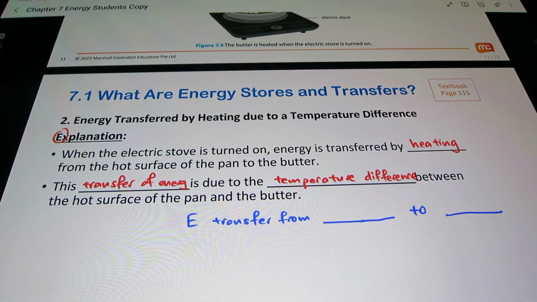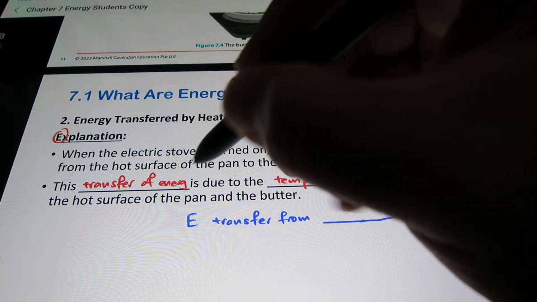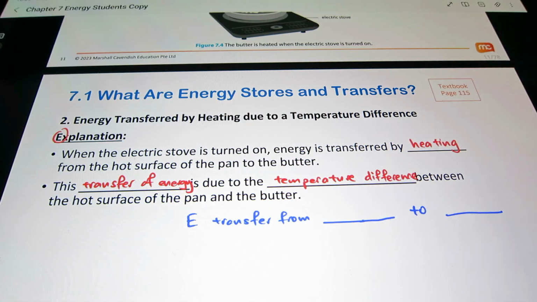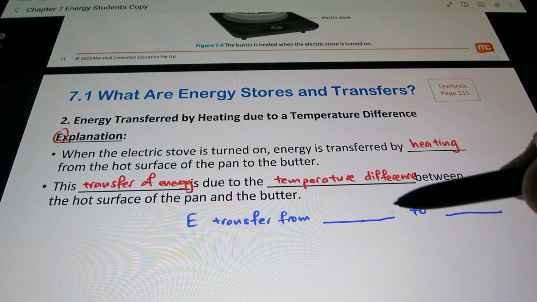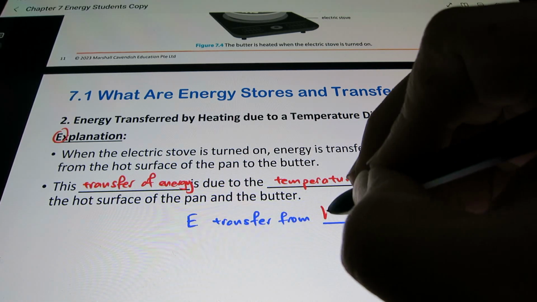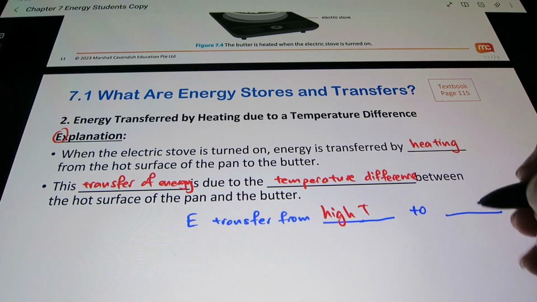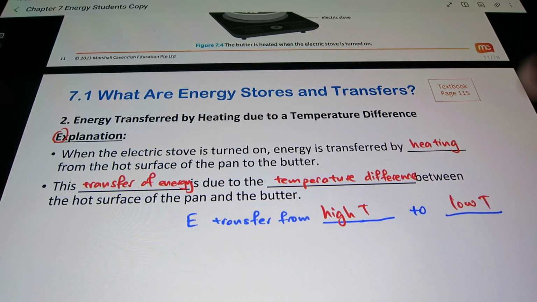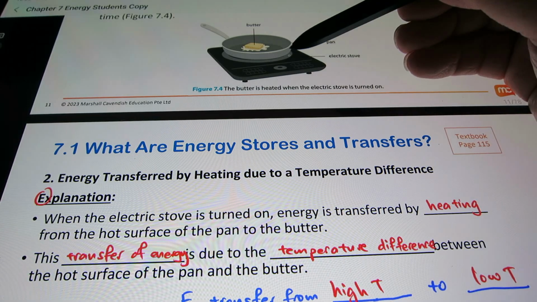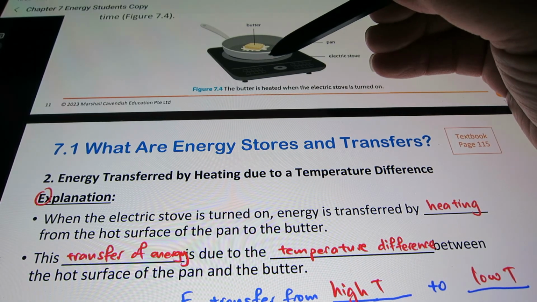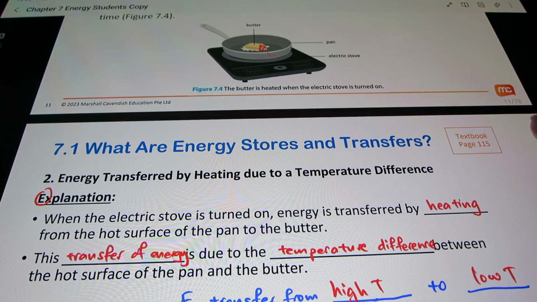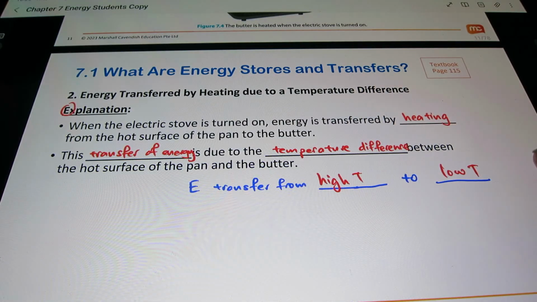These are things that you will be able to answer when you come to the later chapters on thermal physics. But basically, there is a transfer of energy due to the temperature difference, and that temperature difference will result in energy transfer from a high temperature to a low temperature. Of course, the pan is in contact with the electric stove, so it's hotter. So it's going to transfer energy from the pan to the butter. So the butter will increase in temperature and that's why it melts.